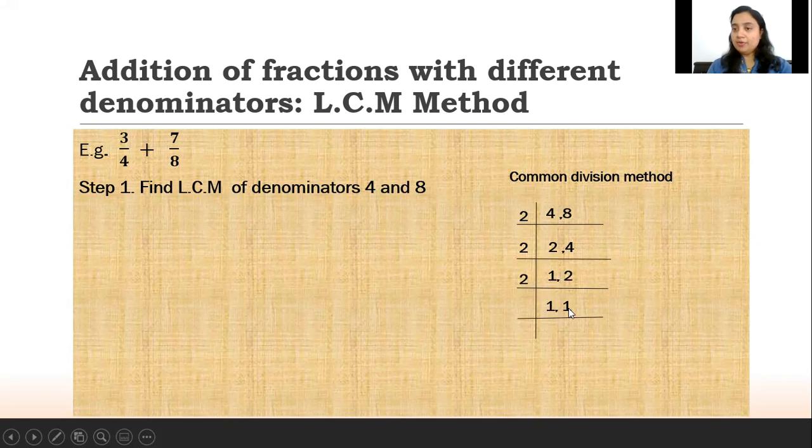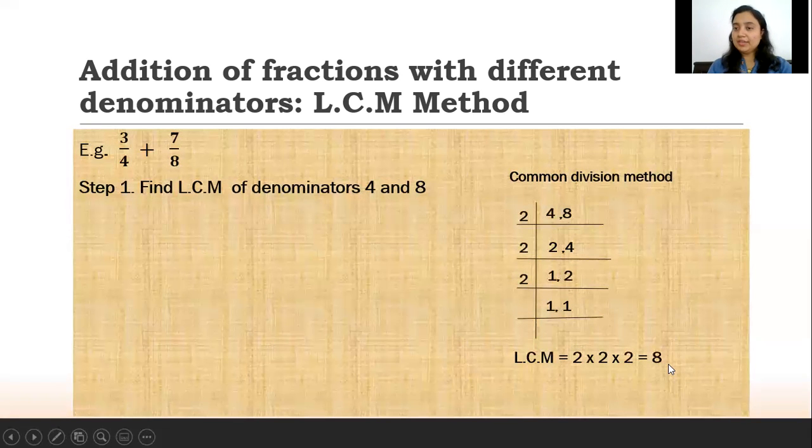Once you get 1 comma 1 here at the lowest column, then your job is done. You will only multiply this section of numbers, remember, this section of numbers, and you'll get your LCM. So how are we finding the LCM? We are multiplying 2, multiply 2, multiply 2, and that is 8. Okay, now you have got the LCM.